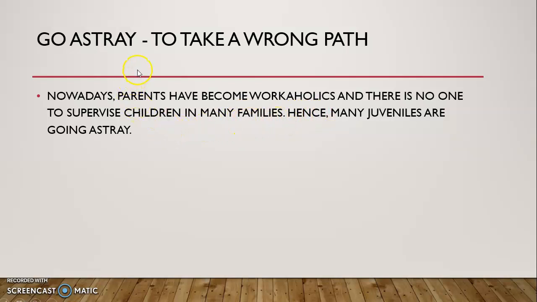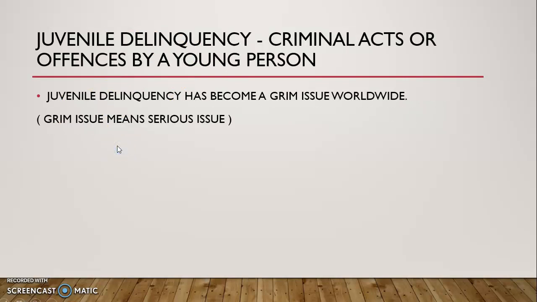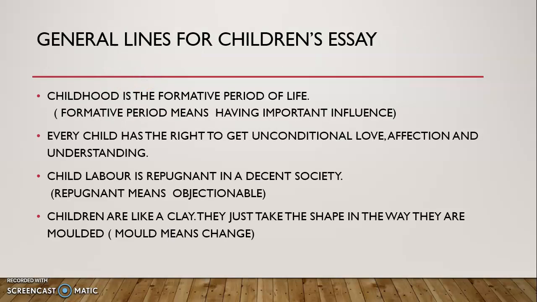Go astray is an idiom. It means to take a wrong path. ਜਦੋਂ ਕੋਈ ਗਲਤ ਰਸਤੇ ਜਾਣਾ, then you can use this word go astray. Next word is juvenile delinquency. Juvenile delinquency means criminal acts or offences by young person. ਜਦੋਂ ਕੋਈ crime commit ਕੀਤਾ ਜਾਵੇ ਕਿਸੇ youngster ਦੁਆਰਾ, then ਇਹ word use ਆਪਾਂ ਕਰ ਸਕਦੇ ਹਾਂ. For example, juvenile delinquency has become a grim issue worldwide. Grim issue means serious issue.